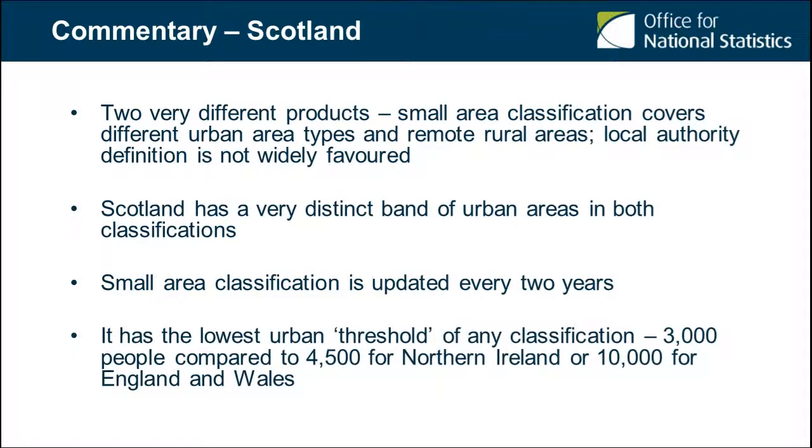Finally, the classification has the lowest urban threshold of any. A settlement of 3,000 people is considered urban, compared to 4,500 for Northern Ireland, or 10,000 for England and Wales. Different thresholds mean we cannot combine classifications easily.